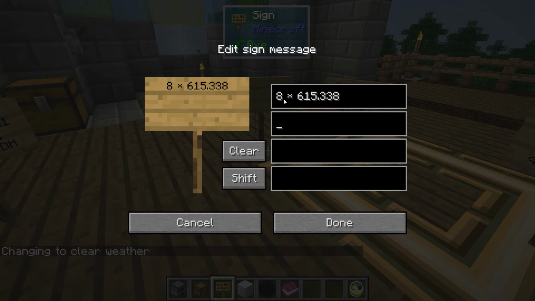And so if we do that real quick, and we multiply 8 times 615.338, we end up with charcoal having a whopping 4922.7 megajoules, which is another way of saying 4.92 gigajoules in a piece of charcoal. 4.92 gigajoules in charcoal, and that's just for copper.